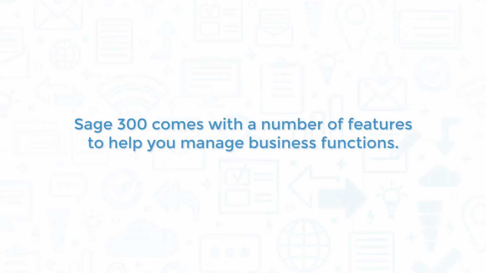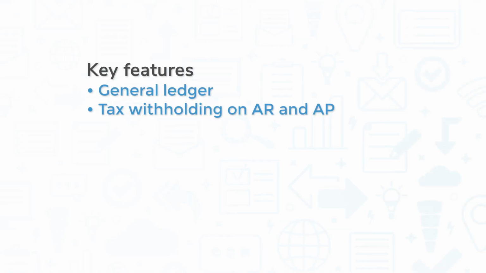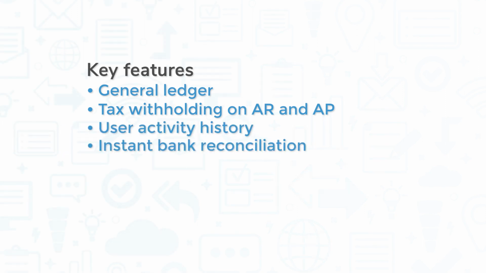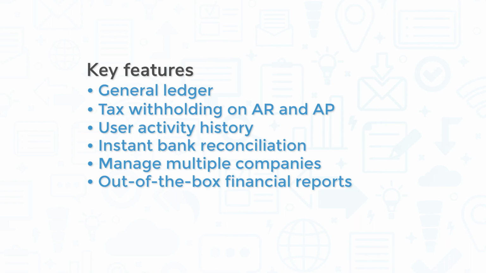Sage 300 comes with a number of features to help you manage business functions. The finance module of Sage 300 comes with accounting tools for companies that operate in multiple locations, using multiple currencies and languages. Some of the key features here include a general ledger, tax withholding on accounts receivable and accounts payable transactions, user activity history, and instant bank reconciliation. This module also works if you need a finance solution for multiple companies, and it comes with a number of out-of-the-box financial reports to help you drill down into finances.